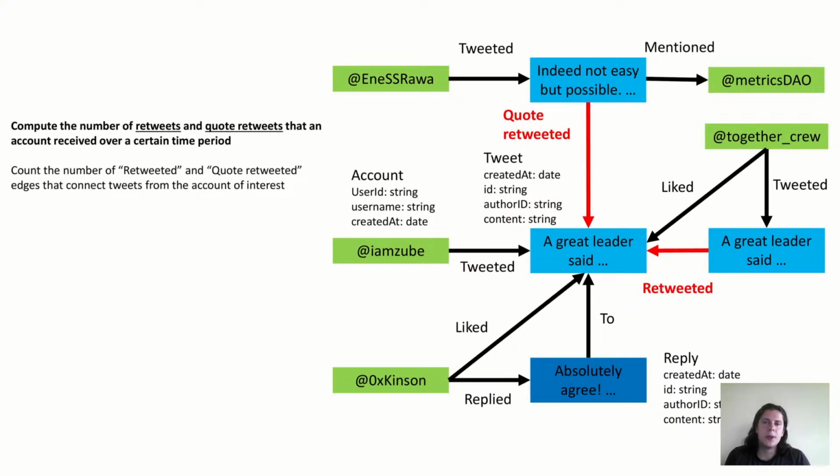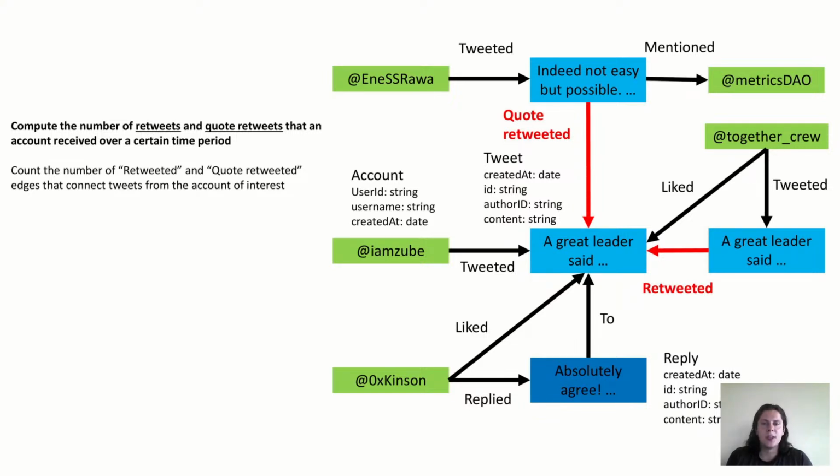So what we want to do is count the number of retweeted and quote retweeted edges that connect to tweets from the account of interest. So all the incoming edges, I colored them here in red. For this case, we just have one tweet as an example, but you can imagine if you look at a much larger number of tweets, there will be a lot more of these types of connections.